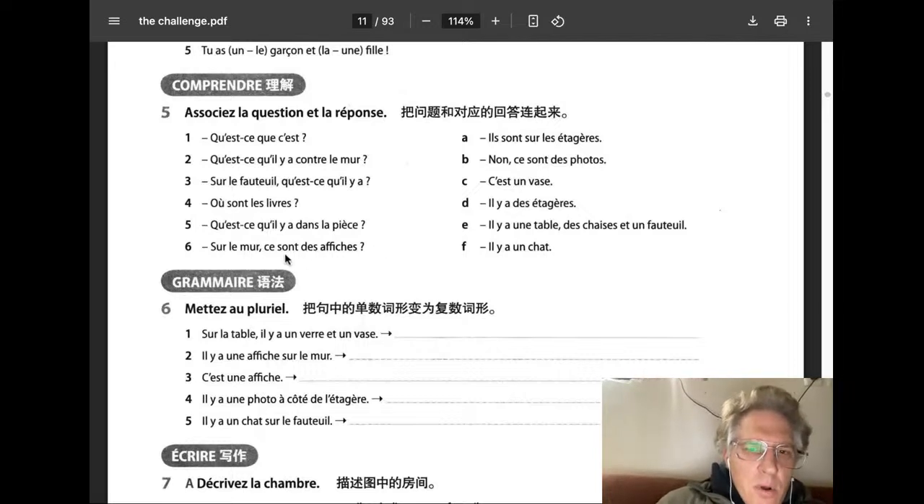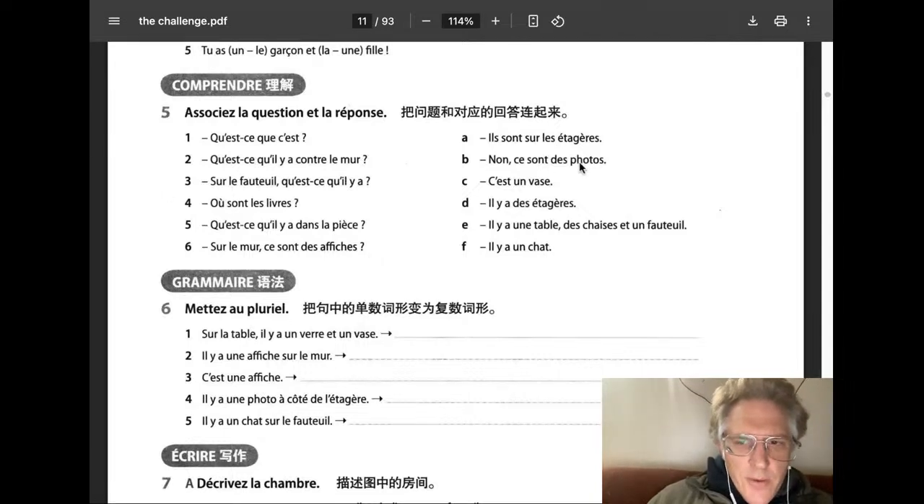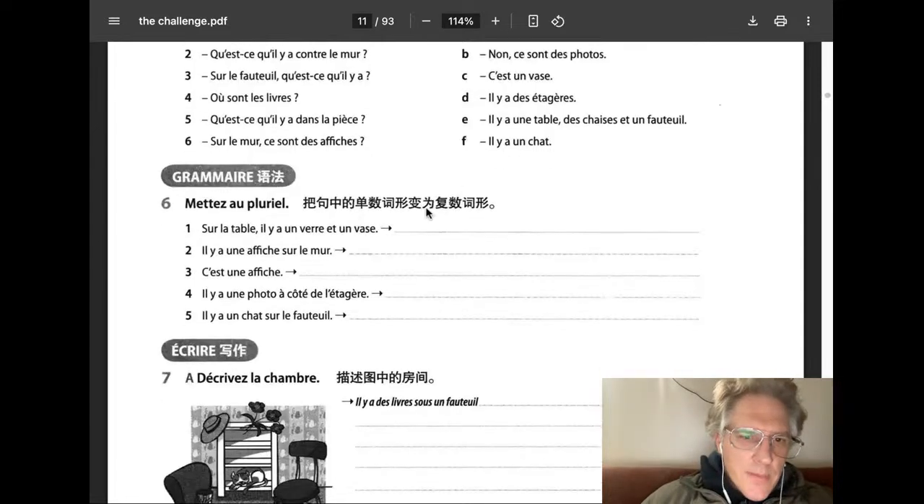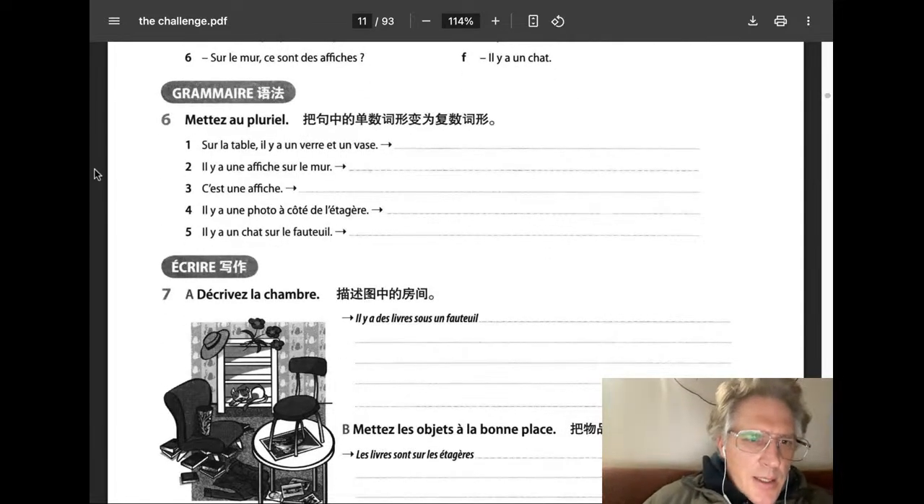And on the wall, there are some posters. Non, ce sont des photos. Good. I don't see any problem with that. Next is sur la table, il y a un verre et une vase. Mettez en pluriel. Sur la table, il y a. What are you going to do? So what do you say? They?